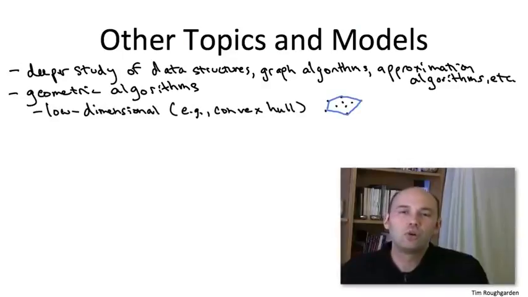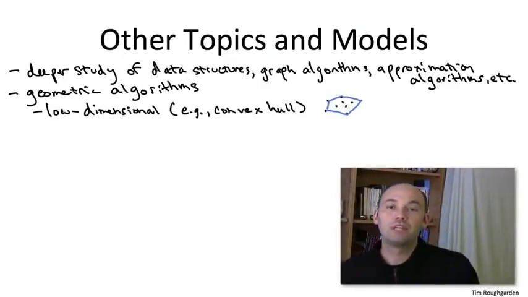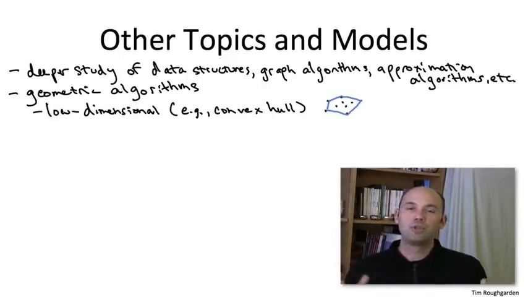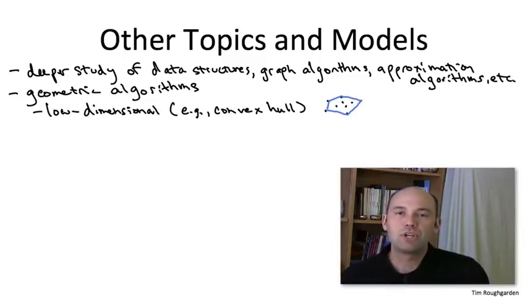So when I say low-dimensional, I mean probably 2 or 3 dimensions, so problems in the plane or problems in 3 space. A canonical computational problem here would be the convex hull problem, which means I give you a bunch of points, and then you want to know which points are on the convex hull of the point set.